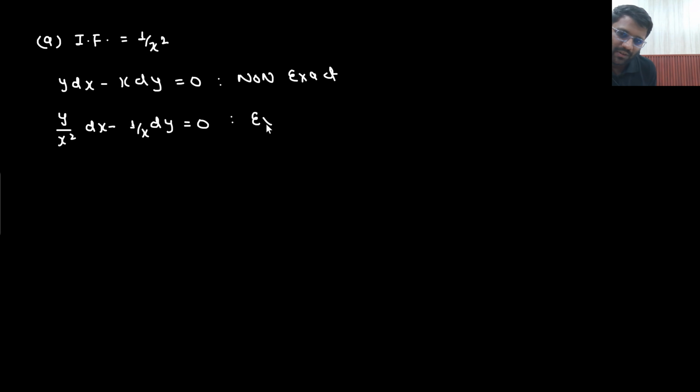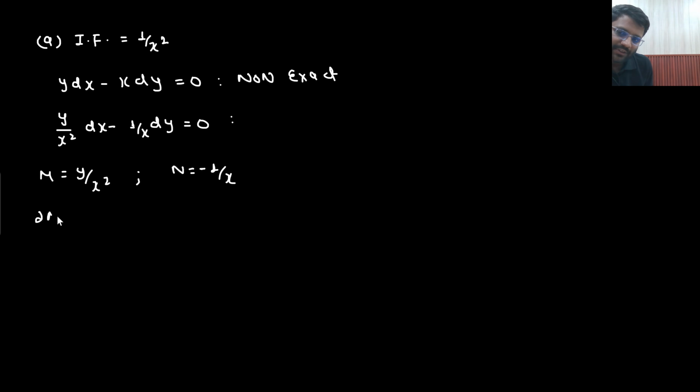So he is saying that now I will become exact. Let's check whether now the equation is exact or not. What is the value of m? The value of m is y by x square. And what is the value of n? The value of n is 1 by x. Okay, minus 1 by x, sorry guys.